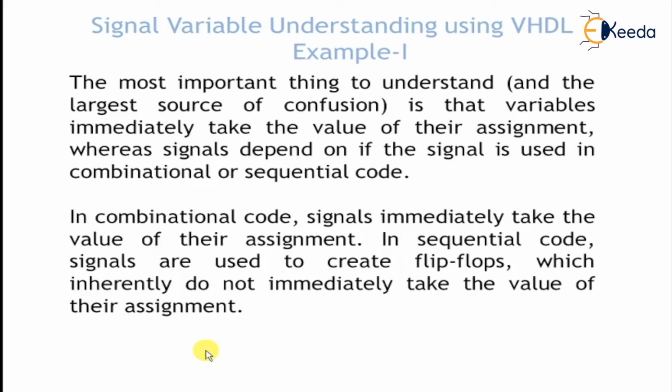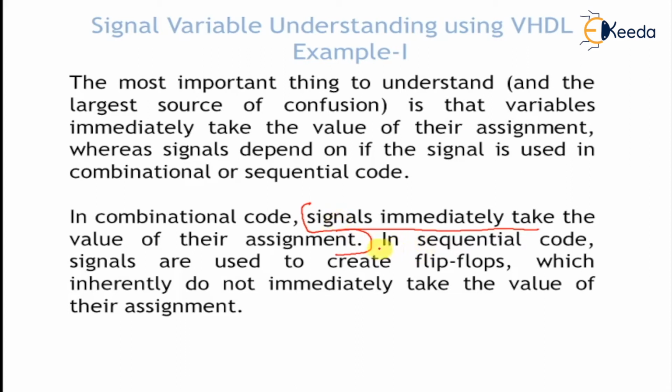The most important thing to understand, and the largest source of confusion, is that variables immediately take the value of their assignment, whereas signals depend on whether the signal is used as combinational or sequential code. So in case of combinational code, signals immediately take the value. In a combinational circuit, signals immediately take the values of their assignment, so it will act like our variable assignment.